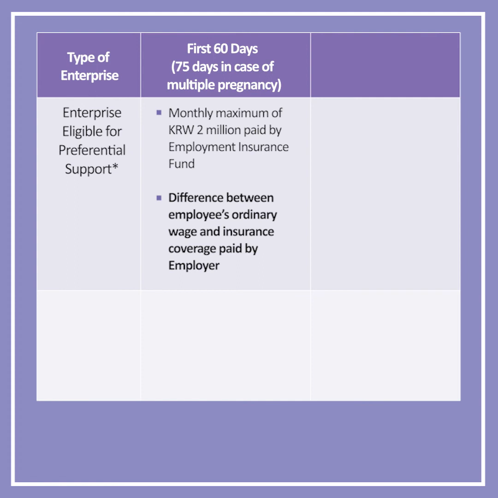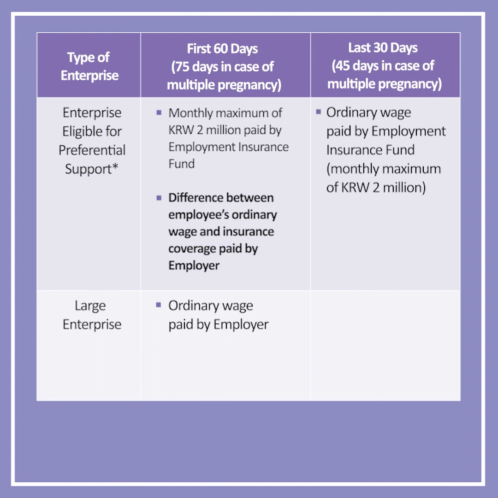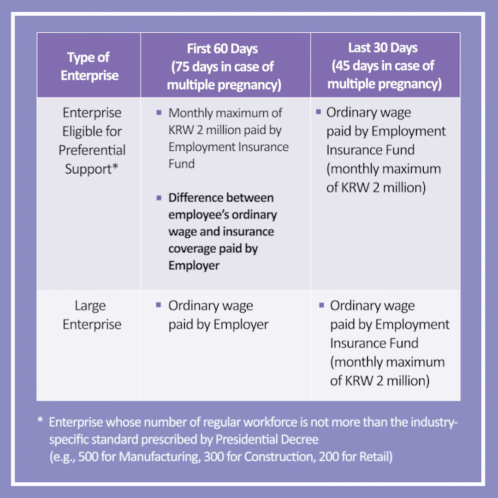On the other hand, for large enterprises, employees are able to receive their ordinary wage during the same period of pregnancy. For the last 30 days of pregnancy, 45 days for a multiple pregnancy, pregnant employees are entitled to their ordinary wage paid by the Employment Insurance Fund, with a monthly maximum of 2 million Korean won for both types of enterprises. And that's all we have for today.